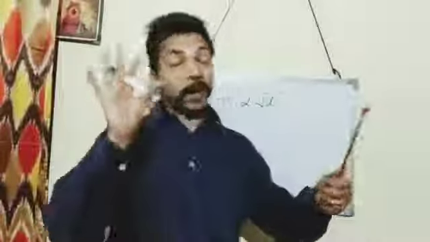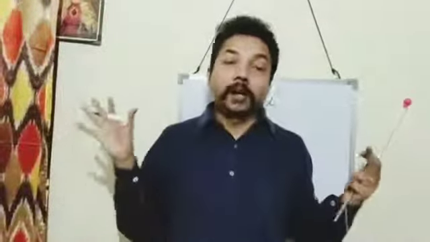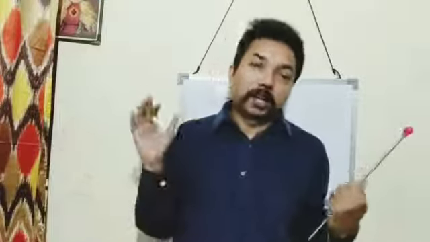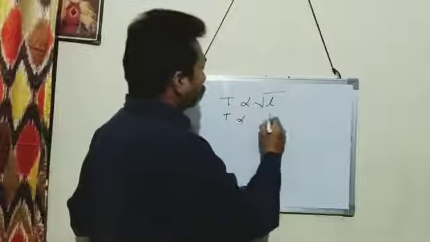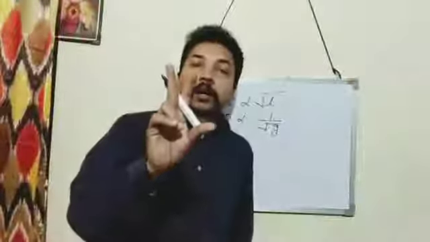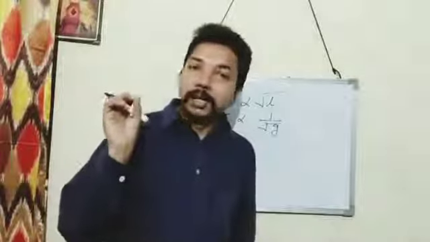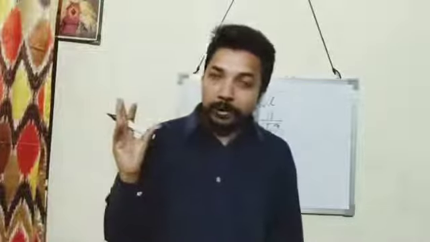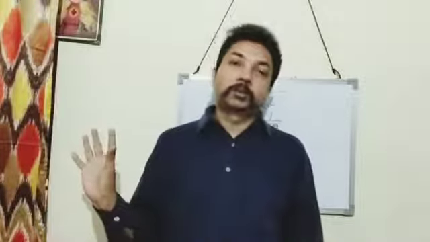Now the next factor is acceleration due to gravity. Time period is inversely proportional to the square root of acceleration due to gravity. These are the only two factors affecting the time period. One is effective length, directly proportional to the square root of effective length. Another factor is acceleration due to gravity, inversely proportional to its square root.